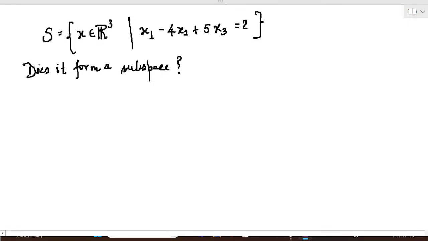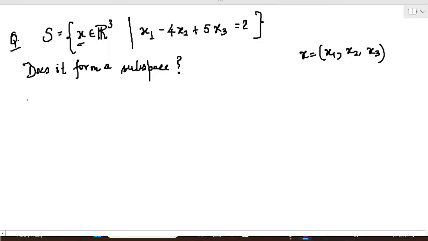Okay, so question number one states: do you think that this particular space, given by x, where x belongs to R cube, is a subspace? Please do remember this is a vector, so this x would contain x1, x2, x3, such that x1 minus 4x2 plus 5x3 equals 2. So do you think it will form a subspace?